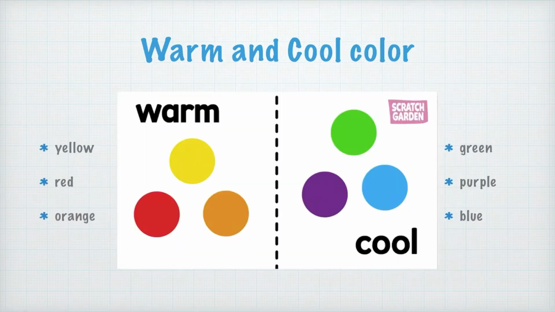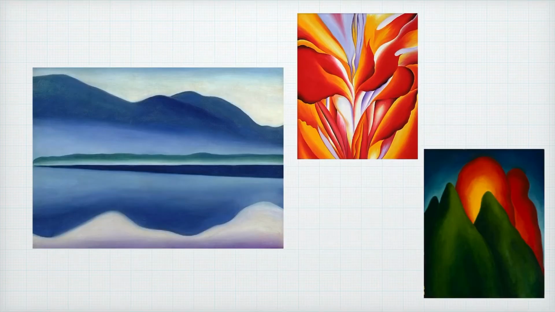Now we're going to be learning the difference between warm and cool colors. To our left, we have our warm colors, which can be associated with lava, fire, the sun. We have the colors yellow, red, and orange. And to our right, we have our cool colors, which can be typically associated with colder things, like ice, snow, and those colors consist of green, purple, and blue. So these are the colors that we'll be using today.